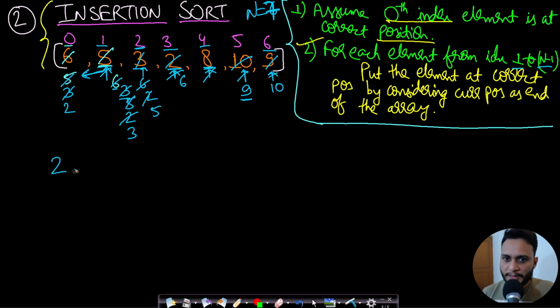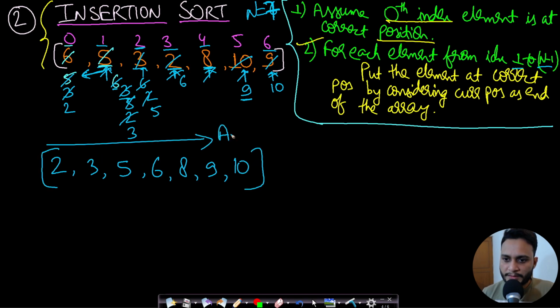So what is our final array? Final array is 2, 3, 5, 6, 8, 9 and 10. So we wanted to sort it in ascending order, right? And this is in ascending order. So we are making use of this k sorted property. And how is that? The time complexity here is not n square.